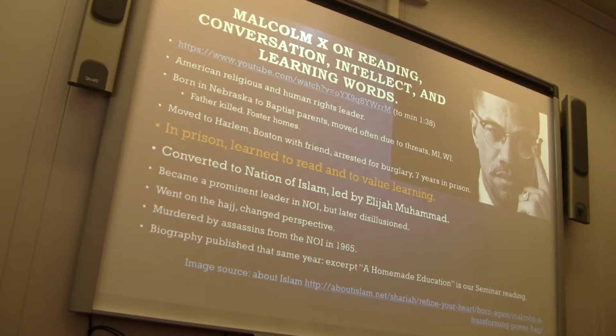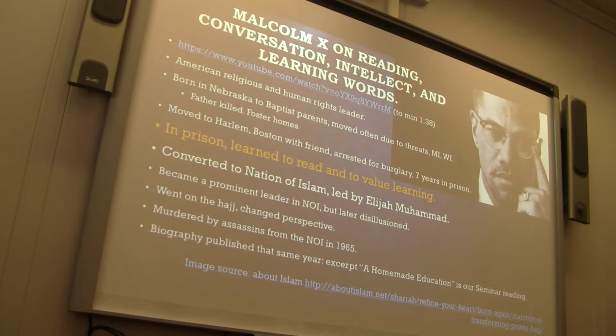You may be very frustrated with formal education right now. He was. He has some pejorative things to say about college at the end of the reading, which you might find entertaining. Malcolm X was a 20th century intellectual. I like to think of him as a religious leader and a human rights leader, a social justice leader of the 20th century, a very powerful personality.